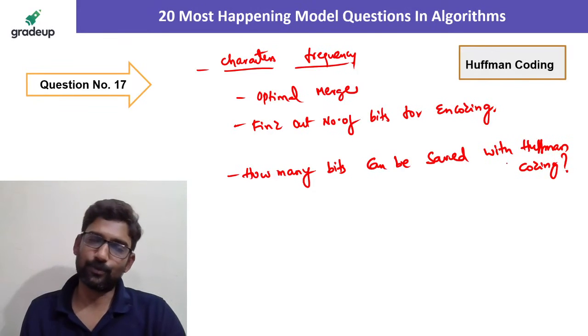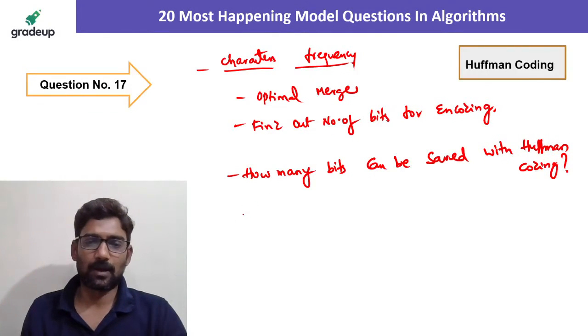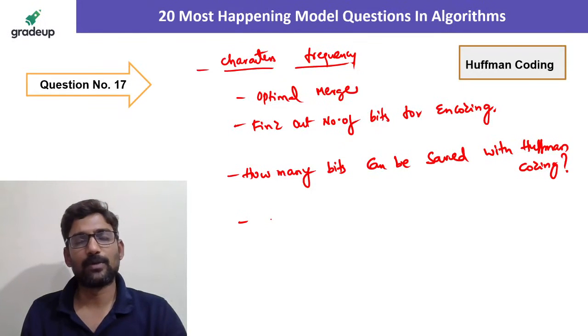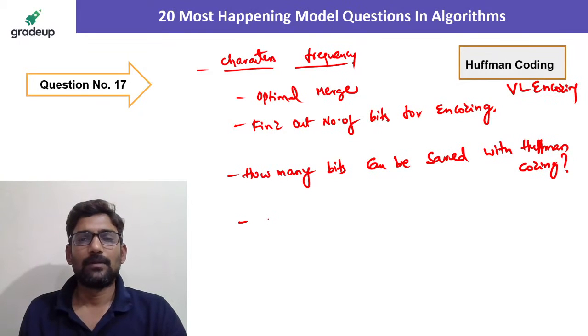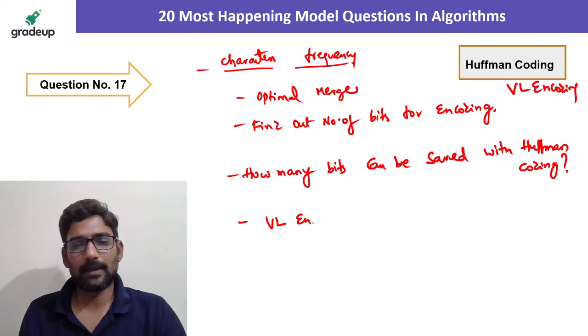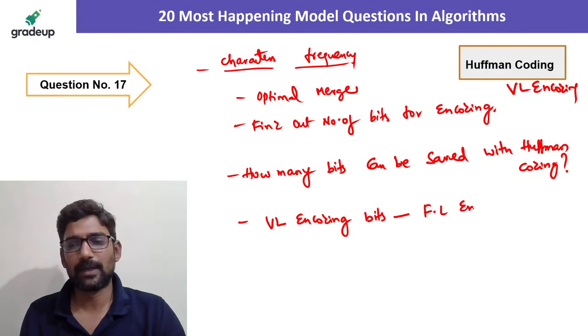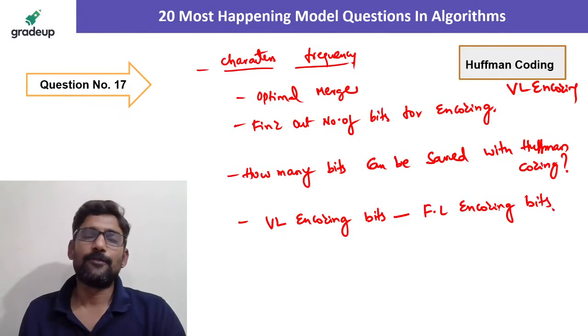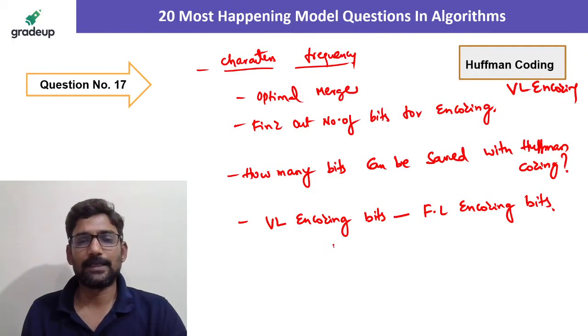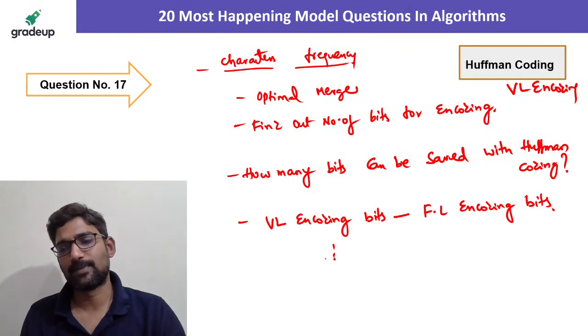Than brute force method. Or we know Huffman coding is a variable length encoding technique. So variable length encoding number of bits minus fixed length encoding number of bits. Means with respect to fixed length encoding, how many bits you can save. Like this, from Huffman coding there is a possibility.